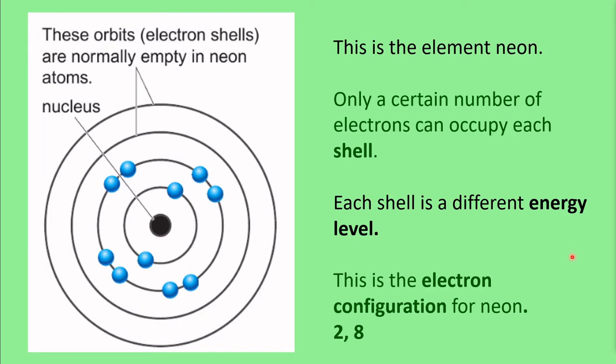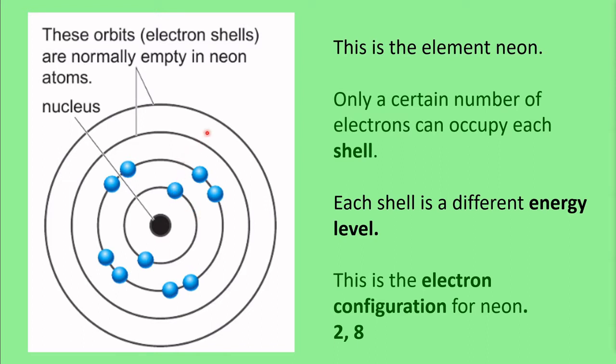This is a diagram of the element neon. Now, the electrons, once again, can only be in these particular shells. You can only have a certain number of electrons in each shell. The first shell, the innermost shell, can only have 2 electrons, and then every shell after that can have 8. Because there's 10 total electrons here, the first 2 fit in the first shell, and then the next 8 take up the next shell. And you'll learn more about this in your chemistry GCSE.